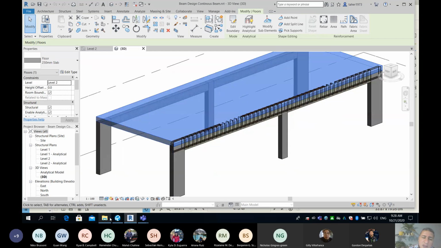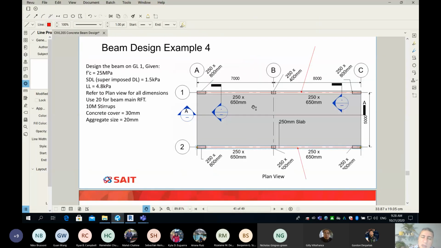Okay. Now let's go back to our plan view. So a few pieces of information are given to you, and really the whole problem will focus on designing the beam on grid line 1.